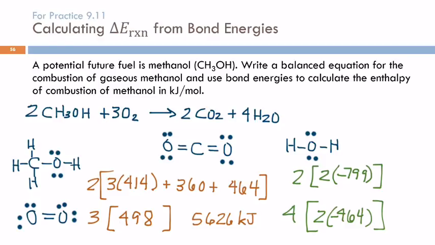And then I'm going to, you can think of this as adding a negative number, or you can think of it as subtracting. So I'm going to add 2 times negative 799 times 2. And then I'm going to add 2 times negative 464 times 4. And I'm getting a total of minus 1282 kilojoules.